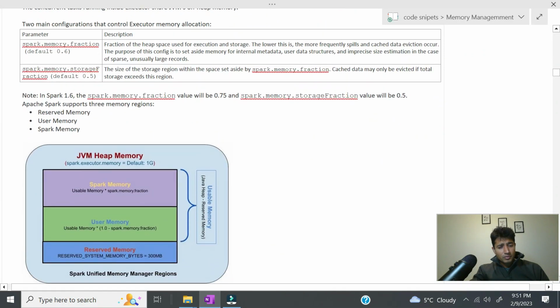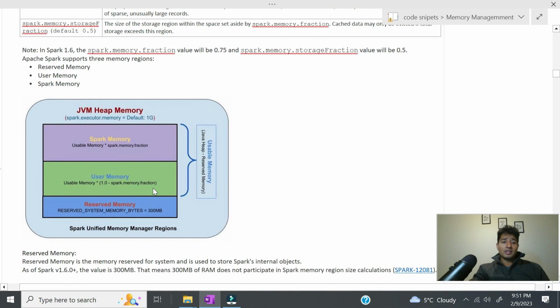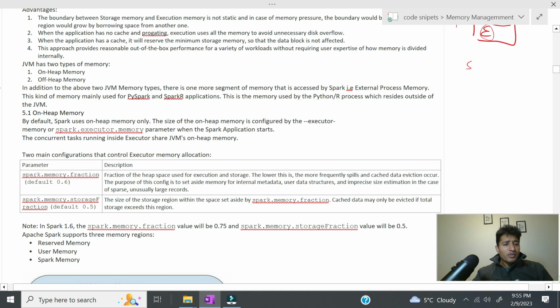Okay, so let's see. As we discussed, we have the JVM, and the JVM has two types of memory: on-heap memory and off-heap memory. Let's discuss on-heap memory in detail. Basically, Spark uses on-heap memory only, right? Because obviously Spark runs on the JVM, and the JVM has its own memory, and it can only use that memory for some time.